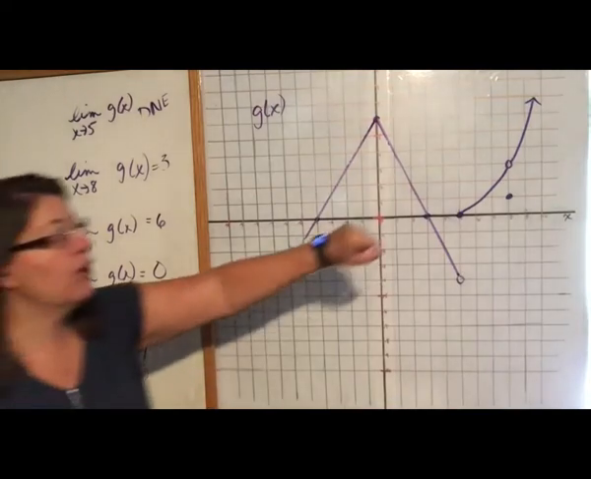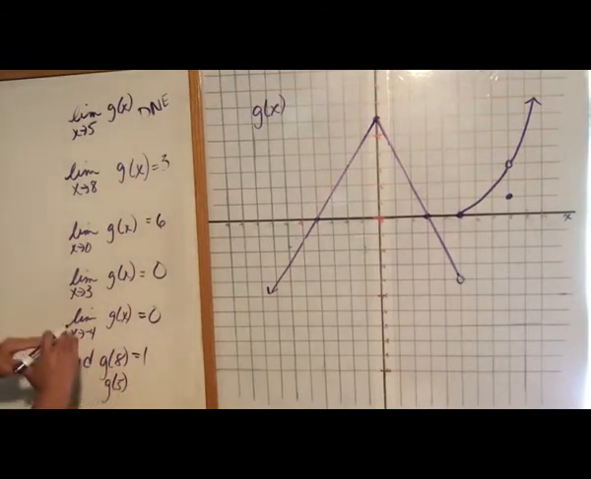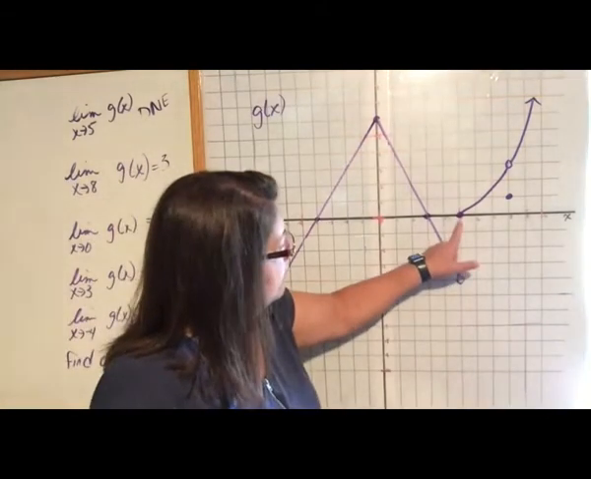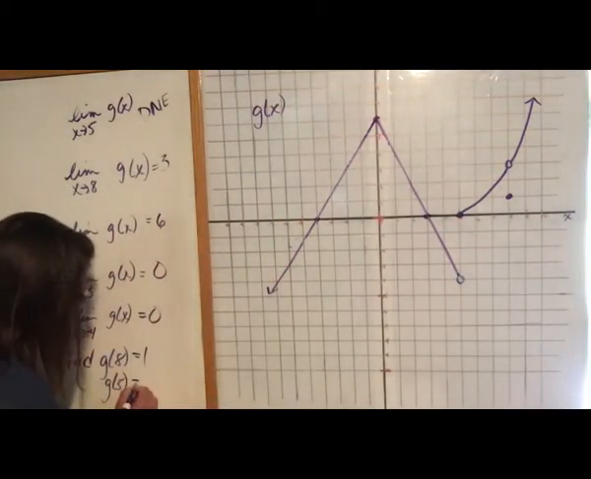Doesn't matter that on the graph it's not a solid dot. So I want to make sure you understand that that is very different. Those two things are asking for very different things. g of 5, find g of 5. Well, at 5, right here, the solid dot is at 0.